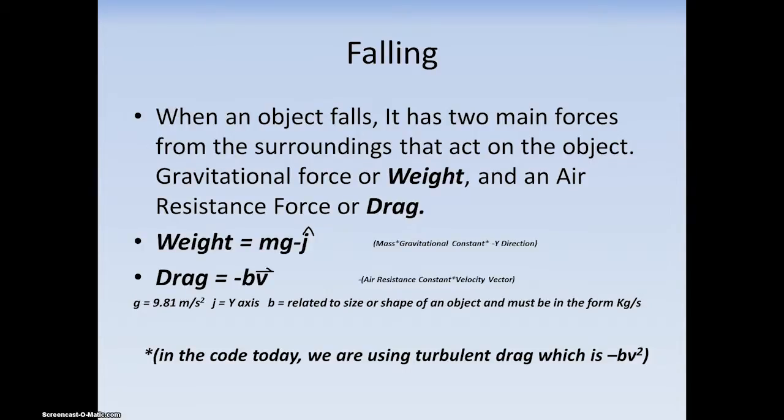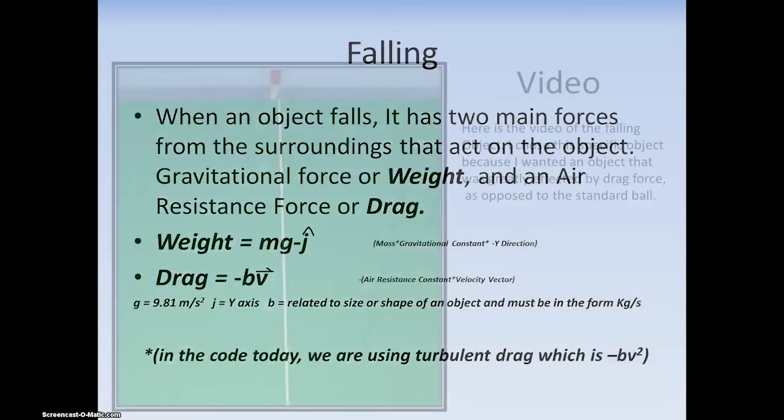Drag is the other one, and it is negative b, where b is a resistance constant related to the size and shape of the object, multiplied by the vector v. Today, though, we are using turbulent drag, which is negative b times velocity squared.